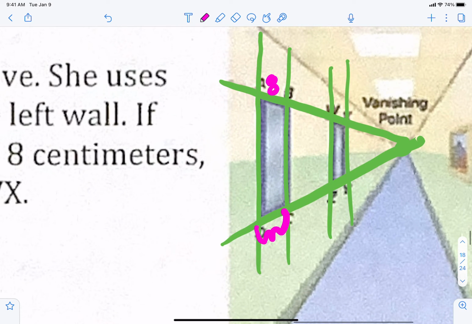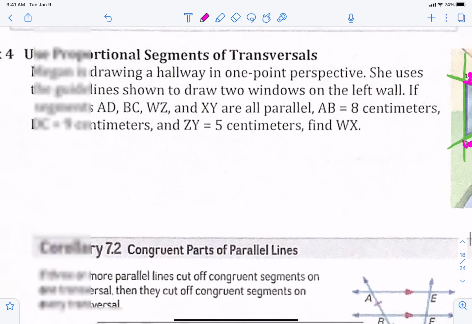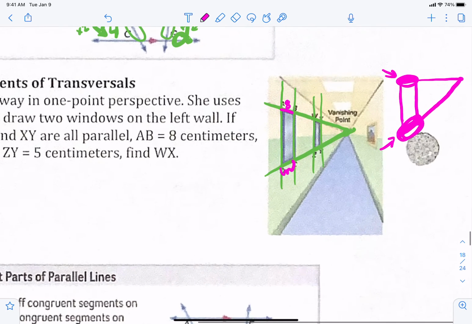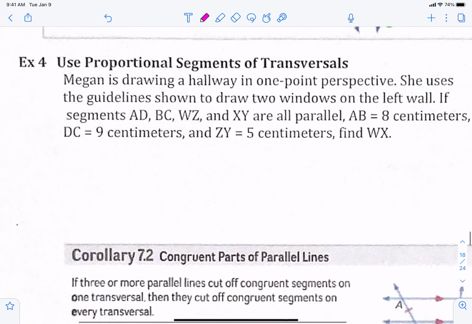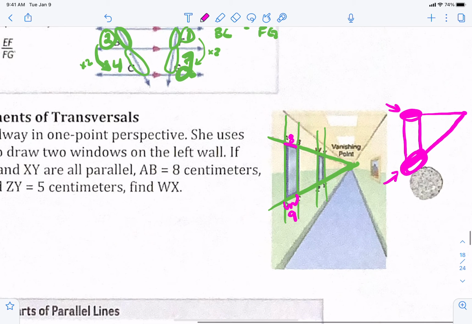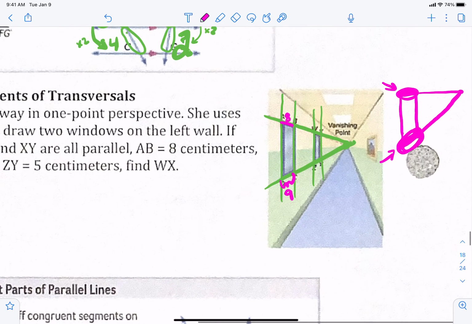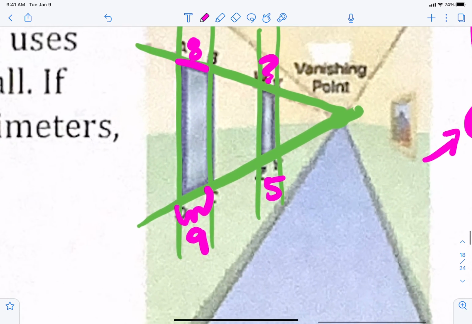Okay, we're talking about the drawing, not the actual length. In the drawing, she makes this top length 8 centimeters. Does it tell what the bottom length is? No, but it says DC is 9 centimeters. This guy is 9, 4, and ZY is 5. They want to know what WX is, this top. So it's going to be 4.5.